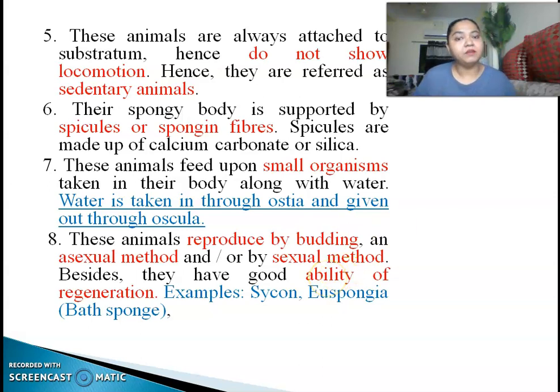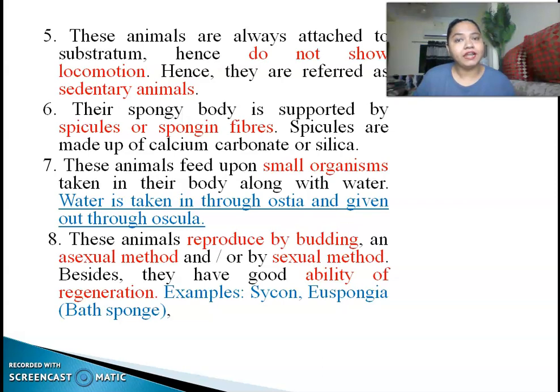These animals reproduce by budding, that is an asexual method of reproduction, but sometimes they can also reproduce by the sexual method. Besides sexual and asexual methods of reproduction, they also have a very good ability to regenerate themselves. The examples of Porifera are Sycon and Euspongia, that is the bath sponge. Before I end this module, I will leave you with some fun facts regarding the bath sponge.